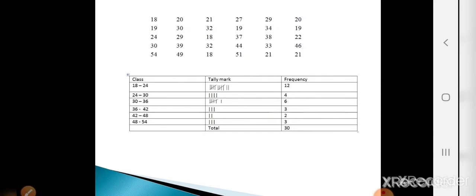There are 12 observations in the first class, 4 observations in the second class, 6 observations in the third class, 3 observations in the fourth class, 2 observations in the fifth class, and lastly 3 observations in the last class. The total frequency, that means capital N, is equal to 30. This is the construction of discrete and continuous frequency distribution. Thank you.